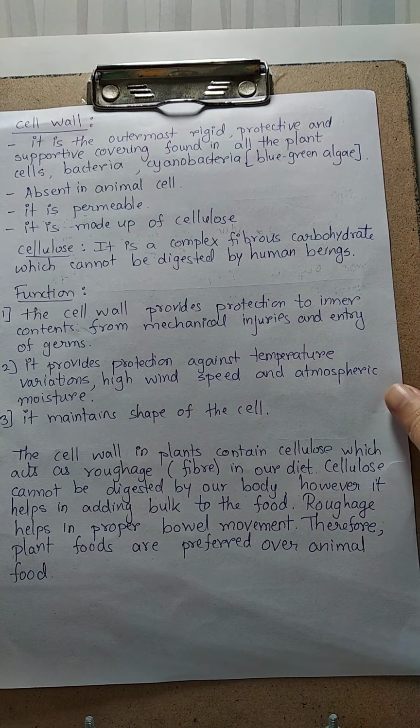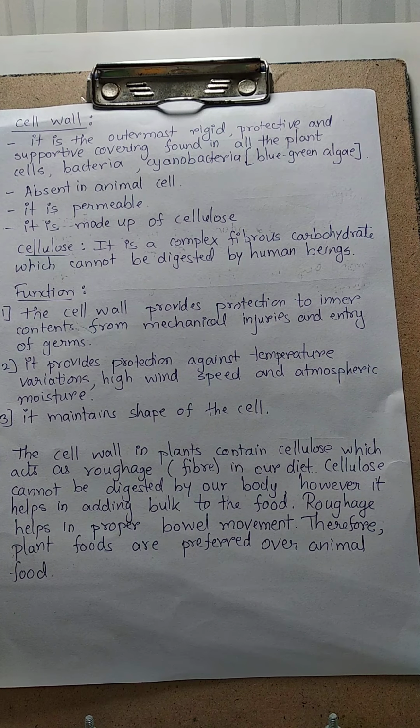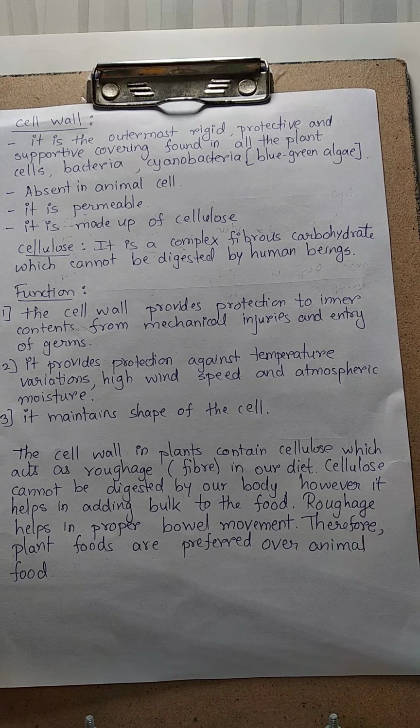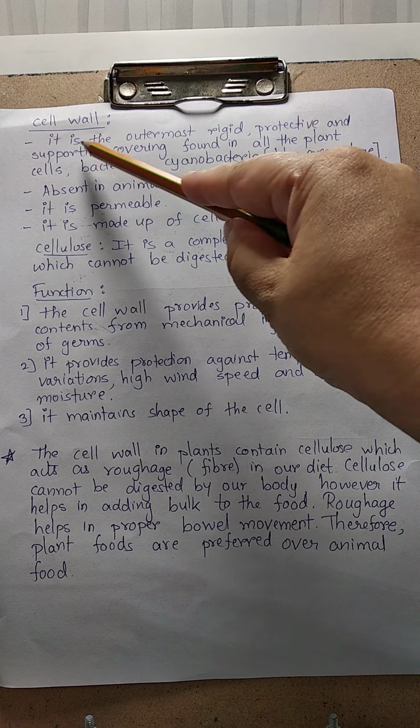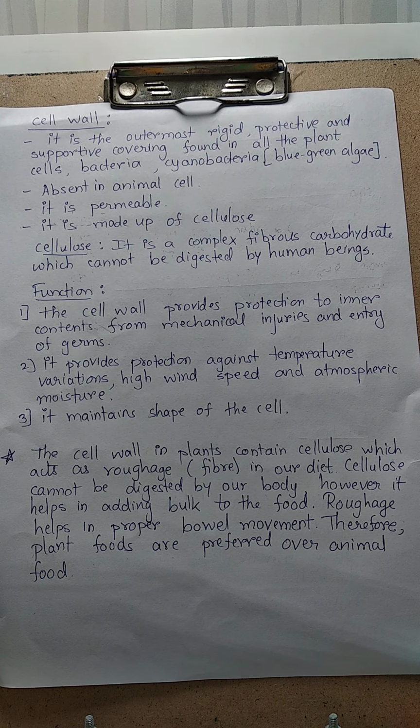That prokaryotic cell consists of a cell wall, as do plant cells. The cell wall is absent in animal cells. It is the outermost rigid, protective and supportive covering found in all plant cells.